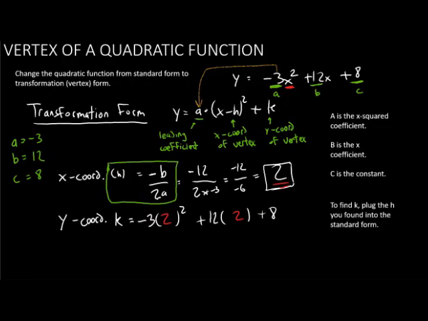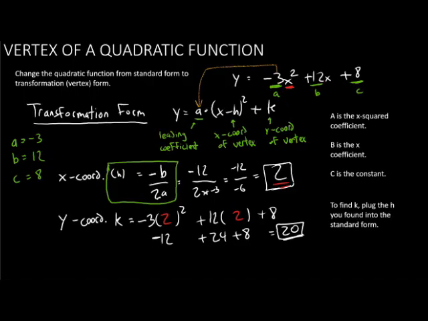Now we take care of the arithmetic. We have negative 3 times 2 squared. 2 squared is 4, times negative 3 gives us minus 12. Then plus 12 times 2, 12 times 2 is 24. And then we add 8. If we finish the math, negative 12 plus 24 plus 8 will give us 20. That will be our y-coordinate of the vertex.